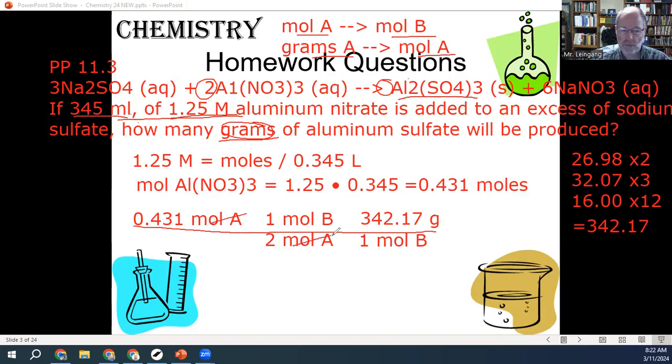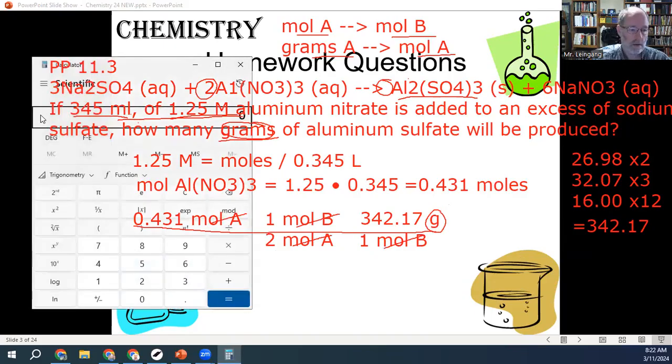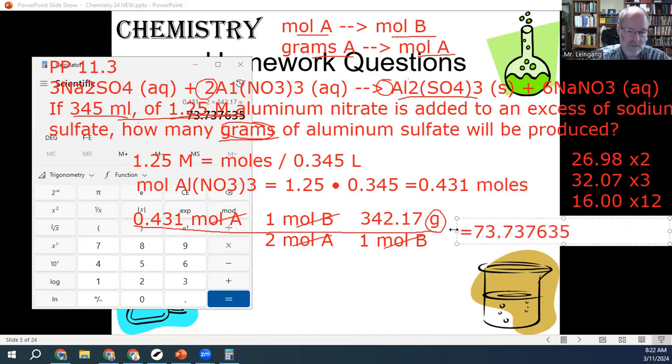Moles of A cancels moles of A, moles of B cancels moles of B. I'm left with grams of aluminum sulfate, which is what I want. Get my calculator out once more, and I get my answer. 0.431 divided by 2 times 342.17. My calculator tells me the answer should be 73.737635. Now I've got to stop and think about significant figures.